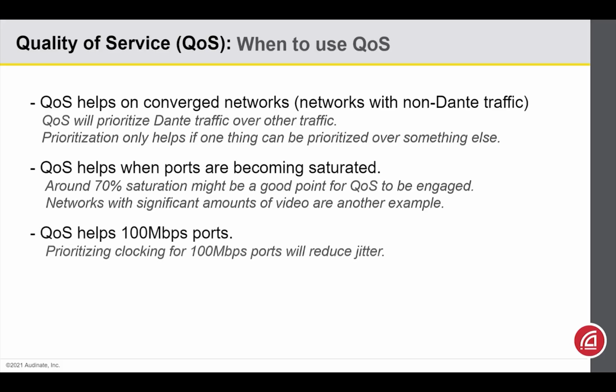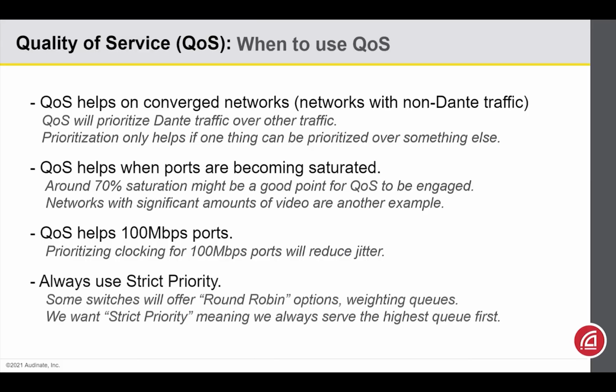If you have Dante devices with 100 megabit ports on them, that's another good time to turn on quality of service. As we said in the level 1 class, 1 gigabit devices will typically have a better clocking resolution than 100 megabit devices. But turning on quality of service is a great way to close that gap.